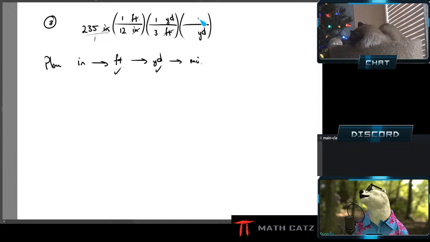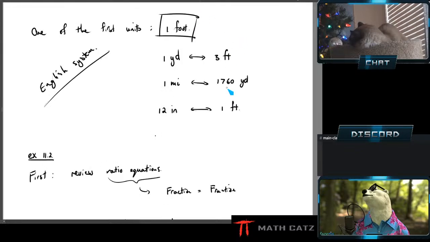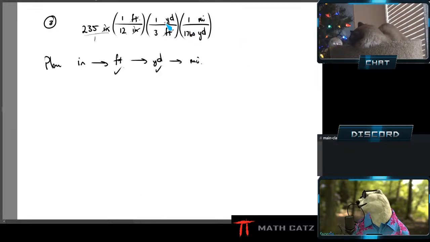Yards will be at the bottom for that reference pair, miles at the top. 1 mile, 1760, I look it up. Yards. Yard unit cancels. I am in miles correctly. Then I just calculate the number. And the numbers are multiply all the top, divide by all the bottom.